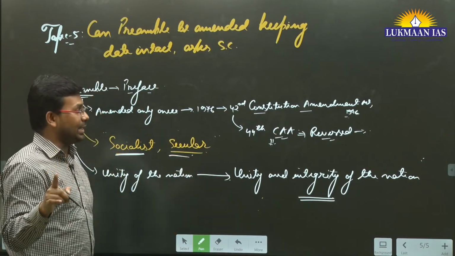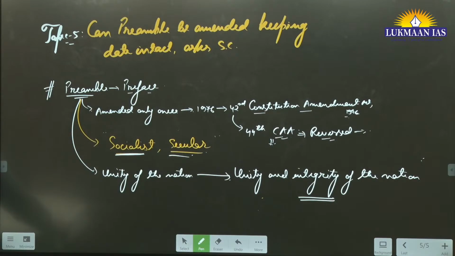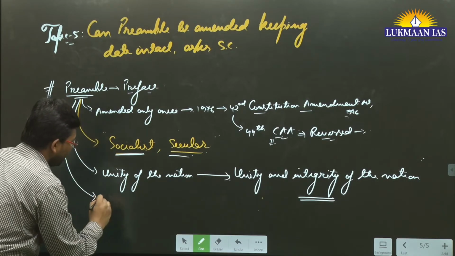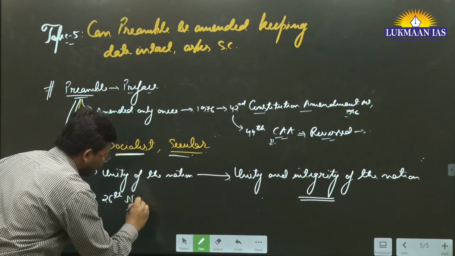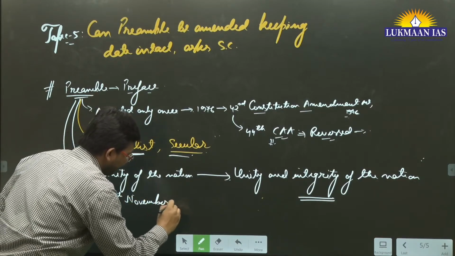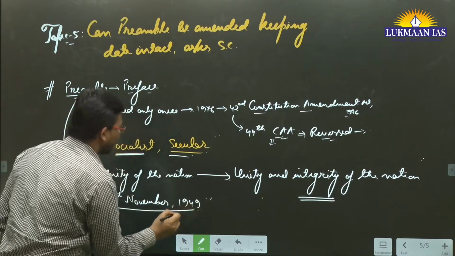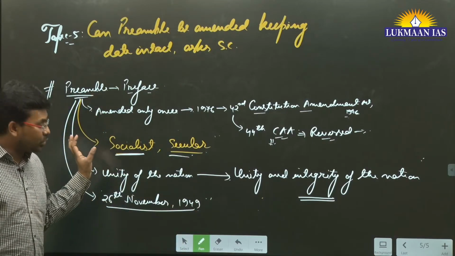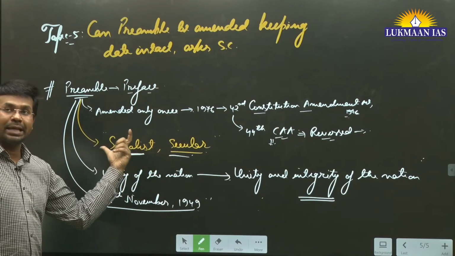without changing the date. The date that was mentioned in the preamble of the Constitution of India was 26th November 1949. This date has not been amended because the Constitution was adopted on this particular day, but these words have been added.